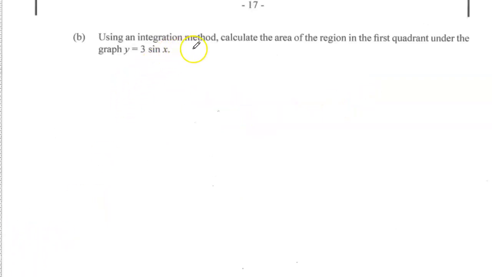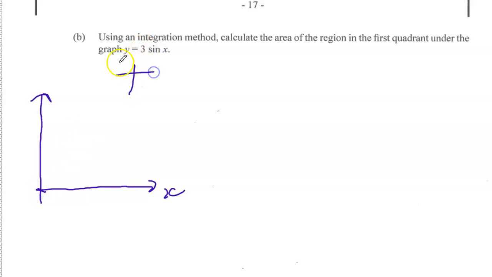Next, use an integration method to calculate the area of the region in the first quadrant under the graph y equal 3 sin x. Let's do a small sketch, y equal 3 sin x. So x-axis, y-axis, in the first quadrant. So notice the graph of y equal 3 sin x. If I do a little table, when x is 0, y equal to 3 sin 0, which is 0, so it passes through the origin there.